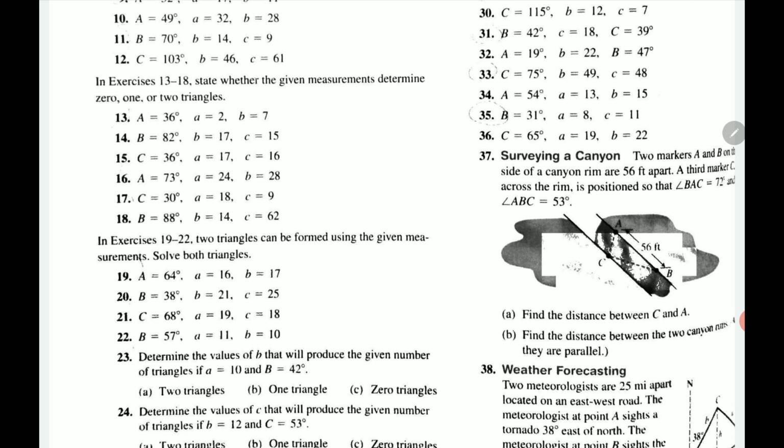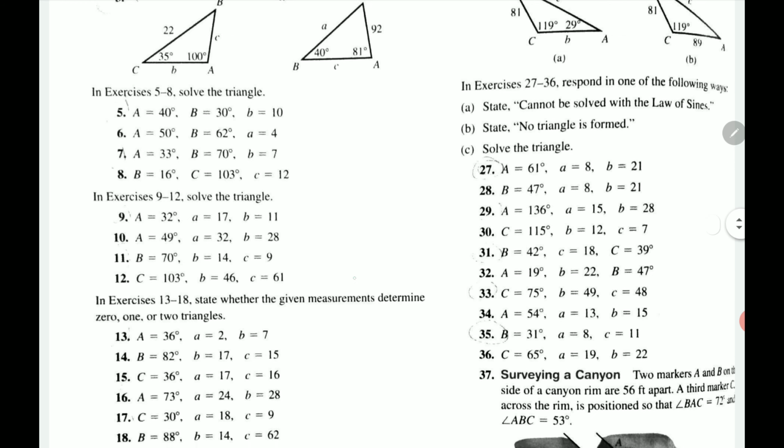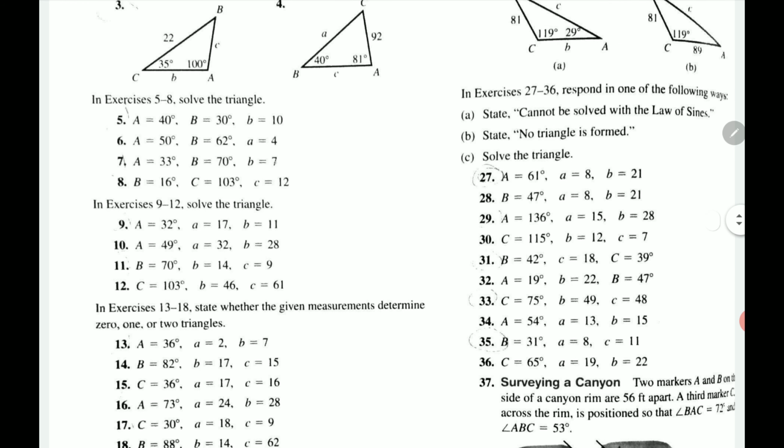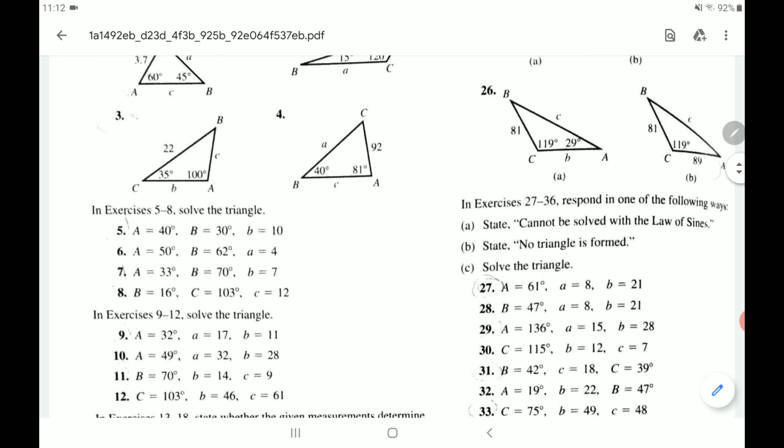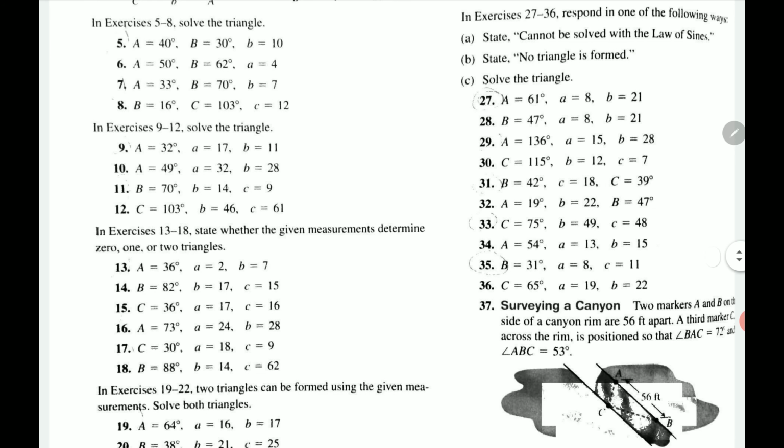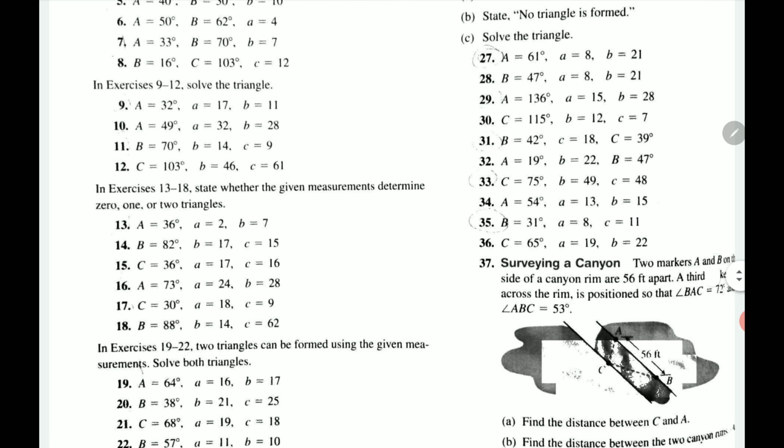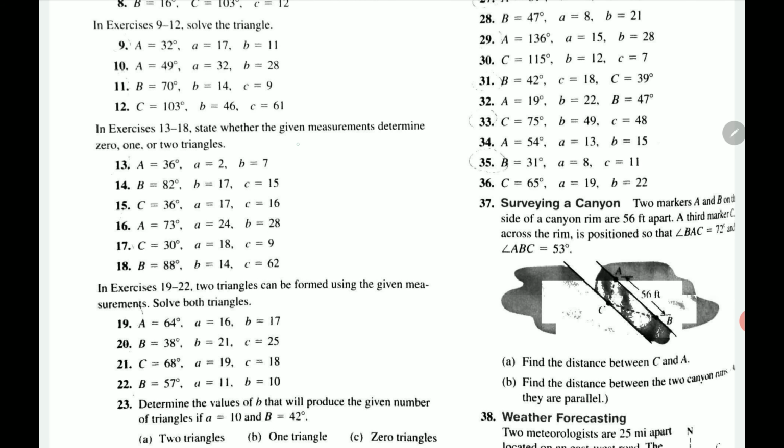Here you're given, state whether the given measurements determine 0, 1, or 2 triangles. So again, we've done plenty like these two. So 1 through 12, you have good examples. Watch the video on the PowerPoint. It'll be no problem solving 1 through 12. But state whether the given measurements determine 0, 1, or 2 triangles.